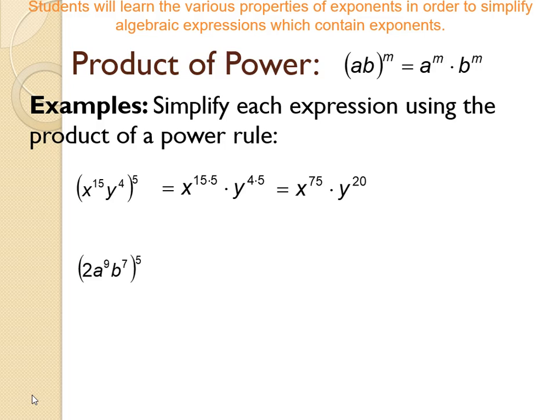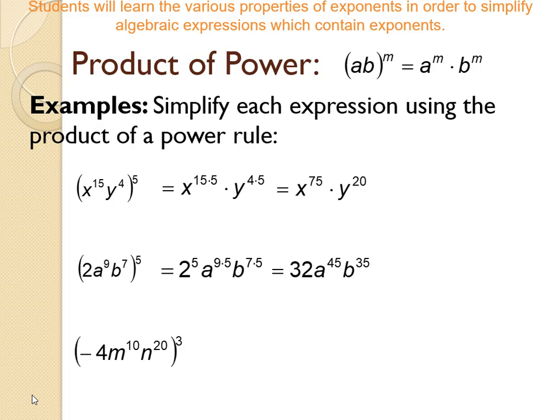This is the one I was talking about. We have 2 and we have a to the 9th and b to the 7th, and that's all to the 5th. So what's happening is we have 2 to the 5th, then we have a to the 9 times 5 and b to the 7 times 5. Well, 2 to the 5th is 32. 9 times 5 is 45. 7 times 5 is 35. So that's what our final answer looks like.